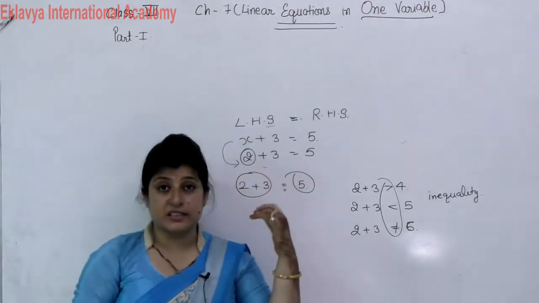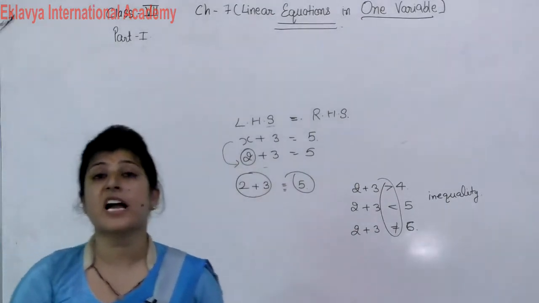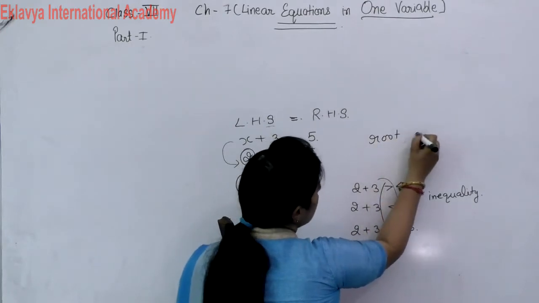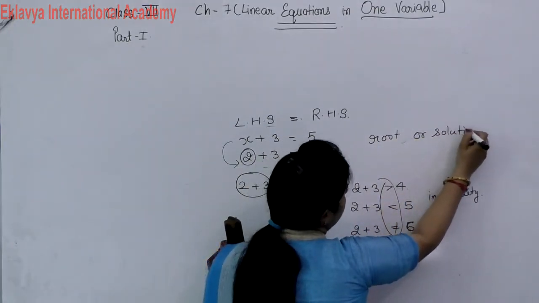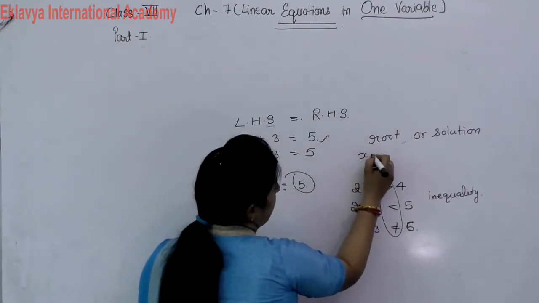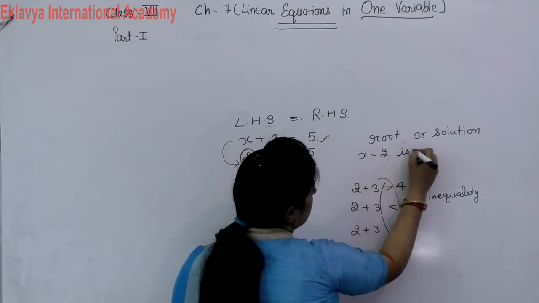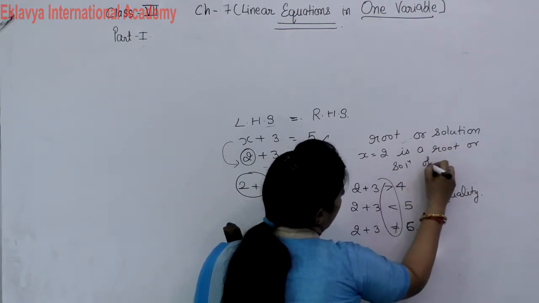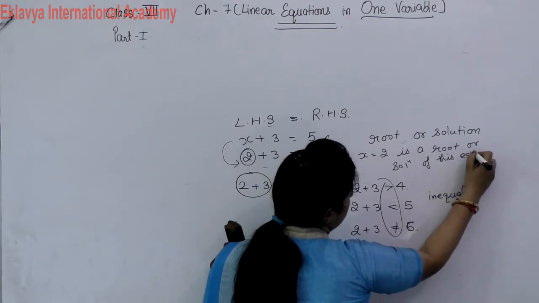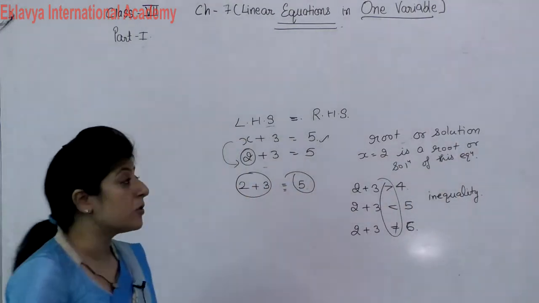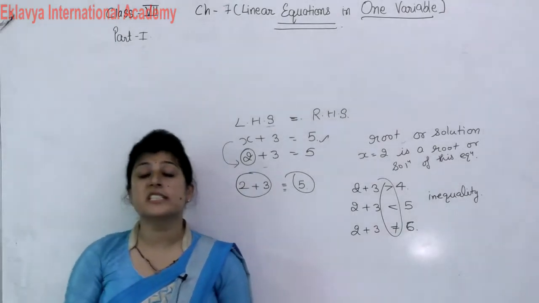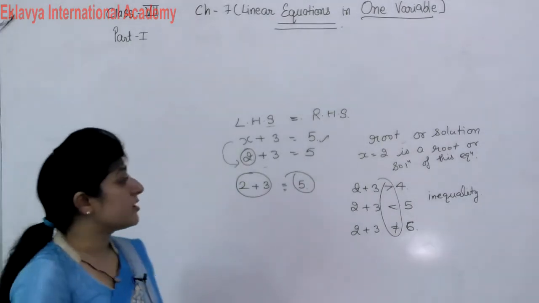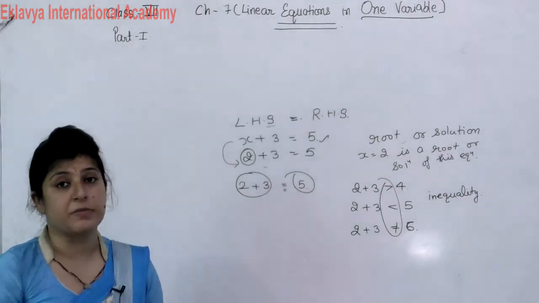So any value which satisfies our equation is called a root or solution of the equation. It means in this equation I can write x is equal to 2 is a root or solution of this equation. So what is the root or solution? Any value which satisfies the equation is called the root or solution of an equation.